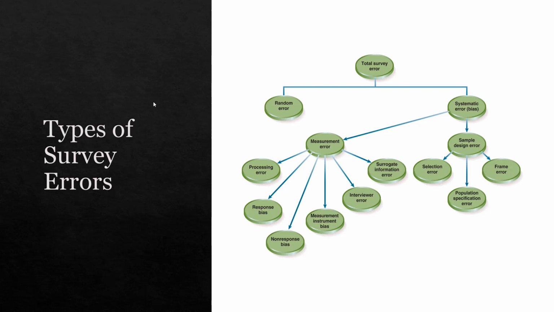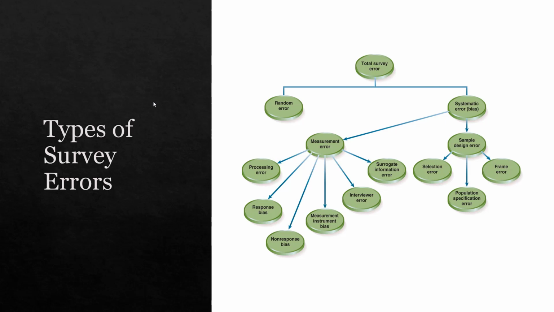The second major category of the survey error is actually pretty complicated, and we labeled it as systematic error or bias. Systematic error has two bigger categories. One is called measurement error, which is on the left side, you can see that. And the second category is called sample design error.